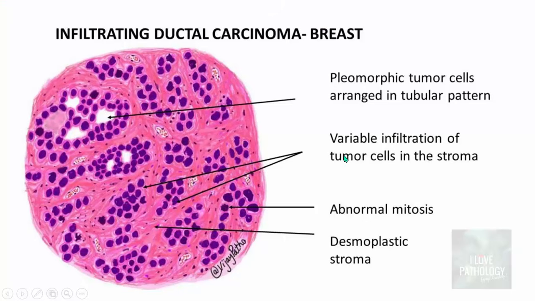In this illustration of the microscopic features, look at these pleomorphic tumor cells arranged in a tubular pattern. You can find variable infiltration of tumor cells in the form of clusters and nests. You can see abnormal mitosis and the typical desmoplastic stroma. Because of this predominant desmoplasia, this was earlier referred to as scirrhous carcinoma as well.